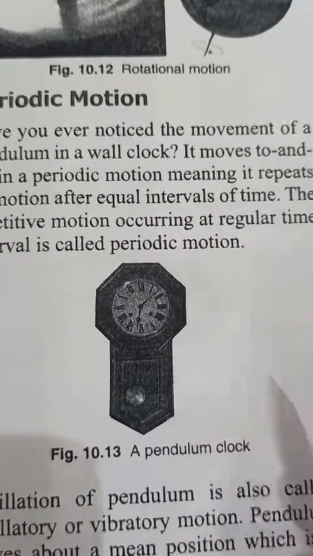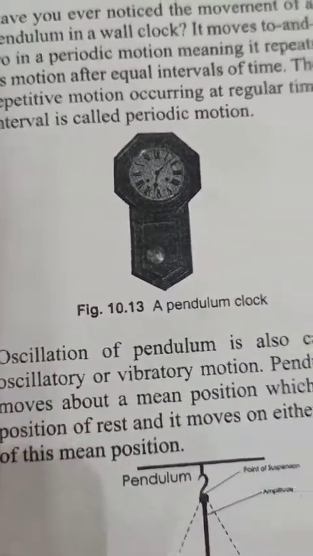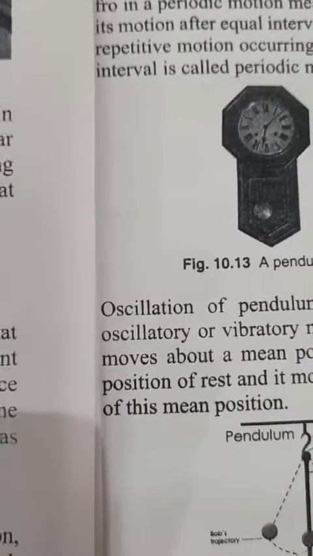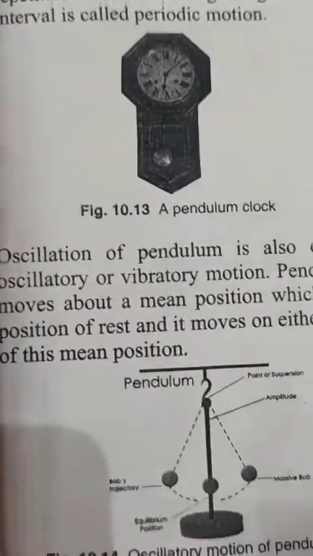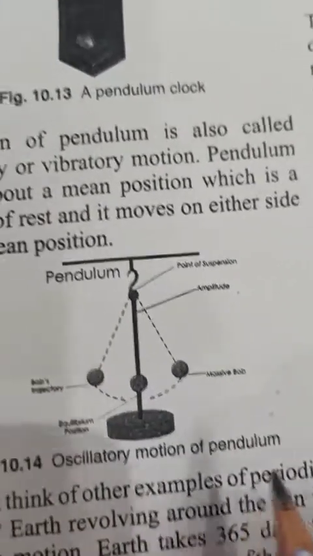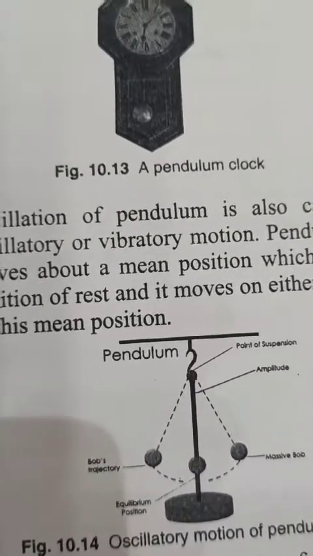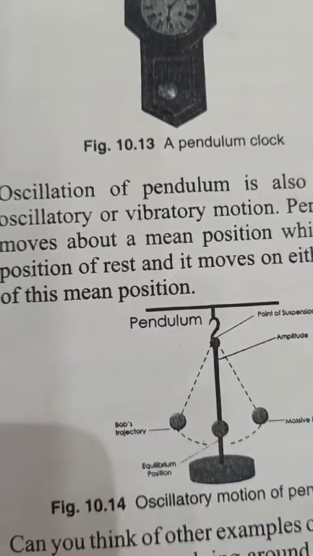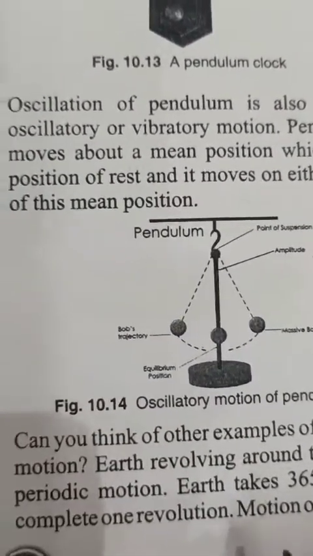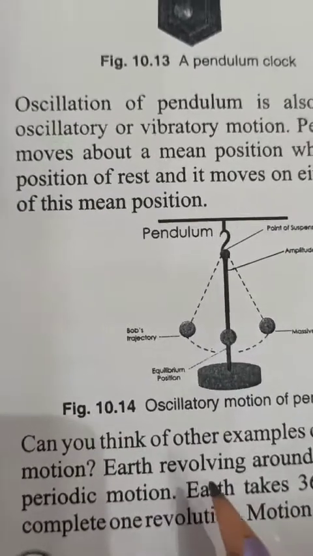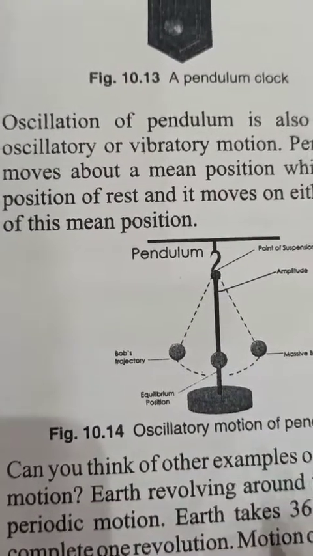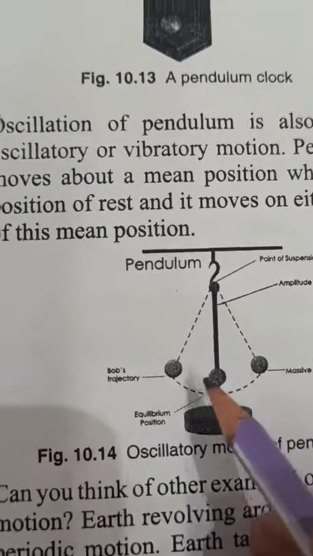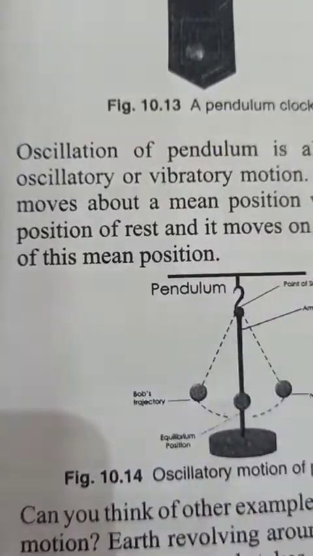So here children, we can give the example of strings of a guitar also, and I have explained to you about this pendulum in the last class also, that this kind of motion is called oscillatory motion also.